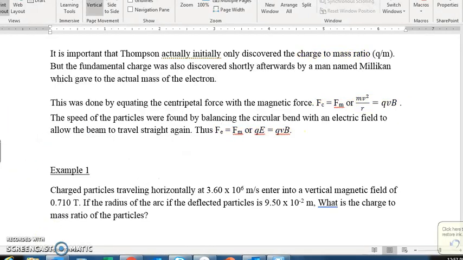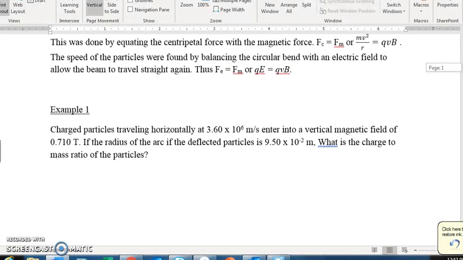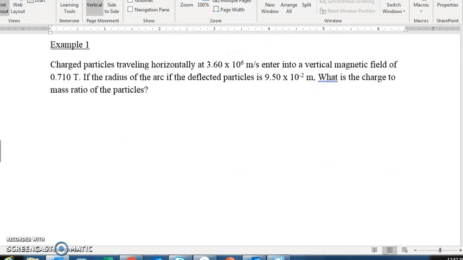So let's take a look at some of these mathematical examples. Charged particles traveling horizontally. We've been given a velocity that they've been moving, so we don't need to calculate that. A magnetic field of 7.71 teslas, and how much it is deflected. We're looking for the charge to mass ratio.